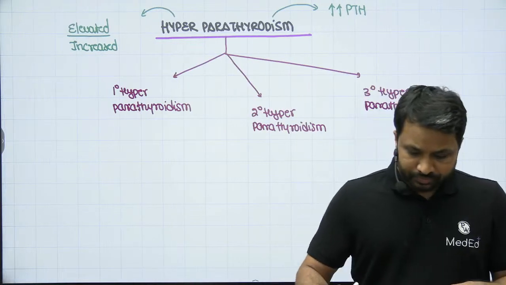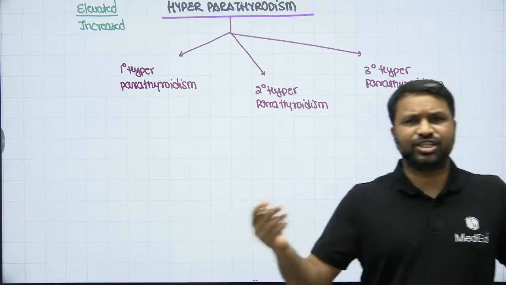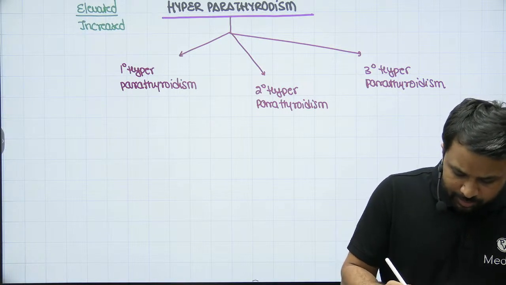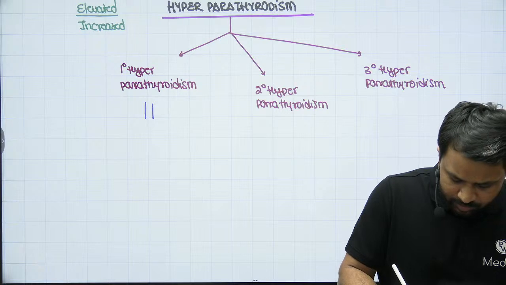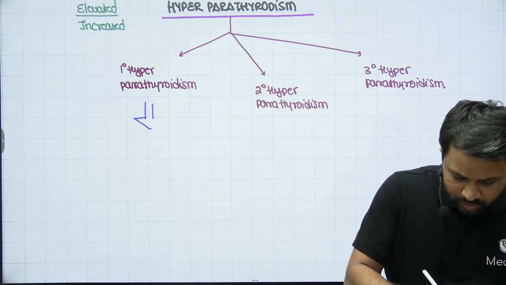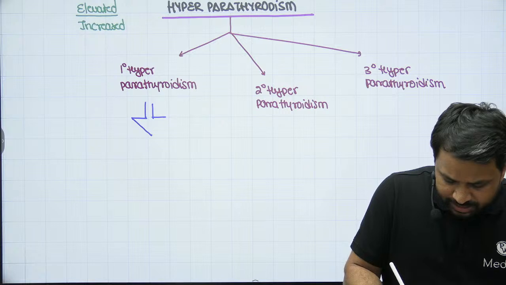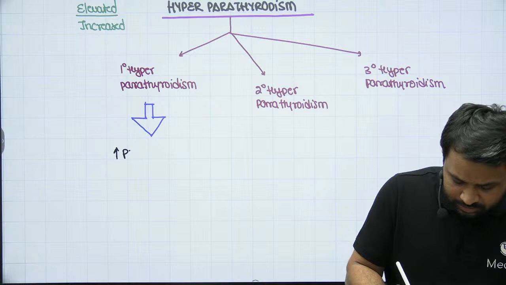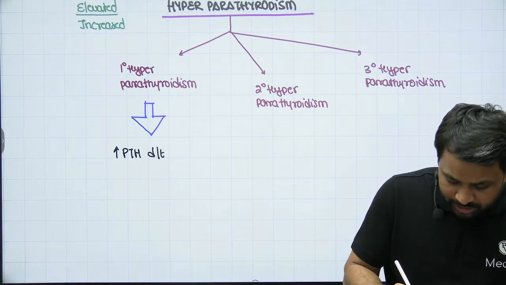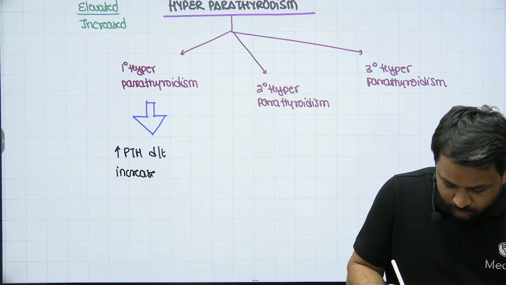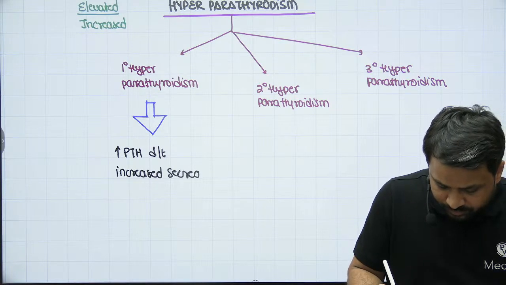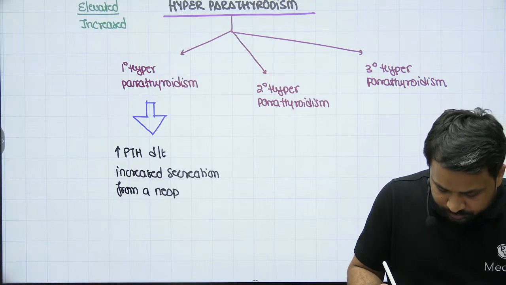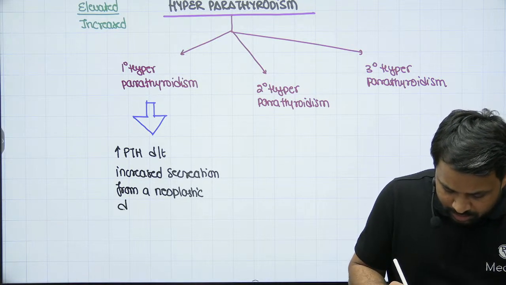Now, what is the basic difference between the primary, secondary, and tertiary? In simple words, how do we make a context out of it? In primary hyperparathyroidism, the objective is quite simple. There will be increased parathyroid hormone. Hyperparathyroidism itself means increased parathyroid hormone, but this is due to increased secretion from a neoplastic disorder.